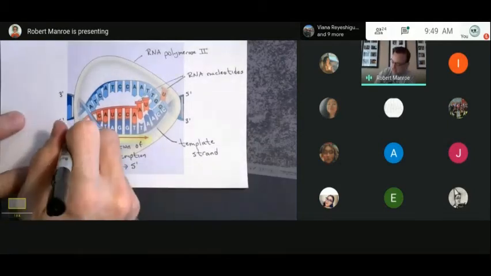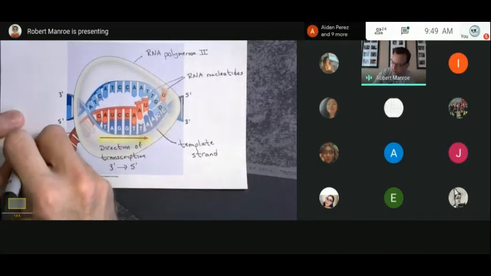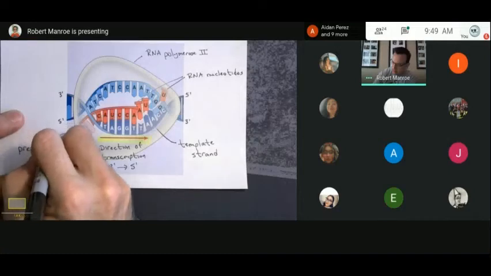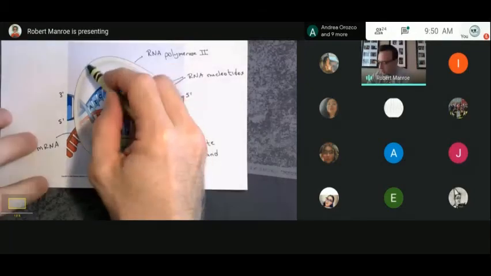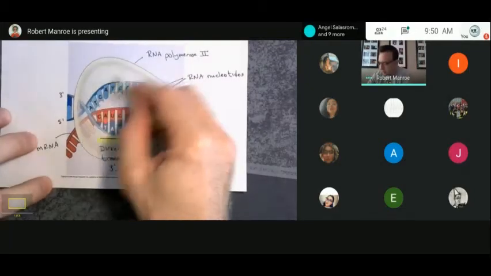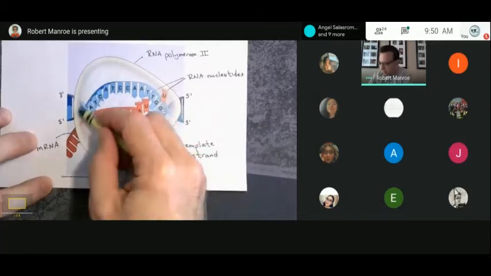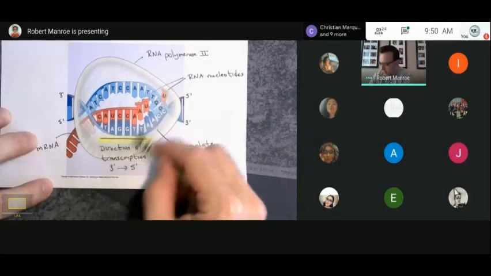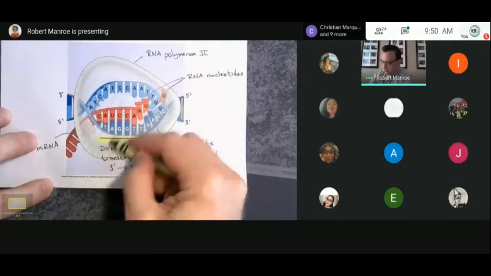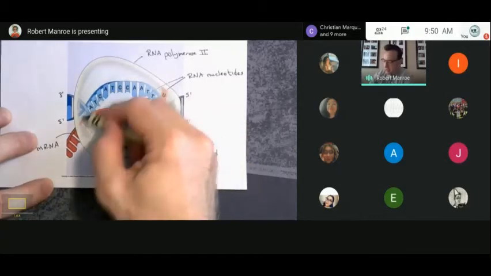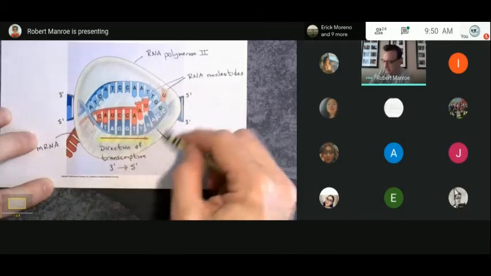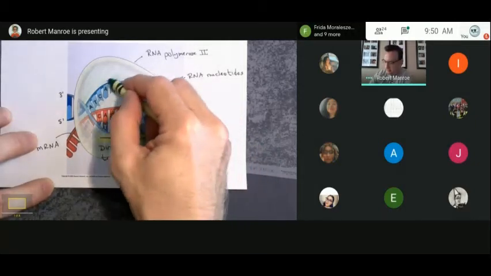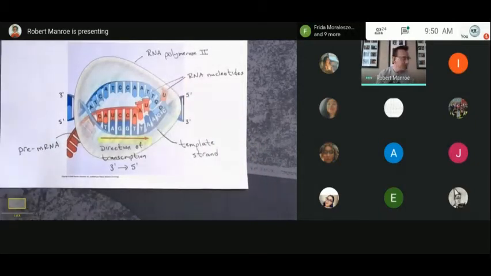What is being synthesized here, this is your pre-messenger RNA. Green crayon. And of course this is your RNA polymerase 2. And again, thousands of bases per minute. It's like a zipper, really fast. Just like that.